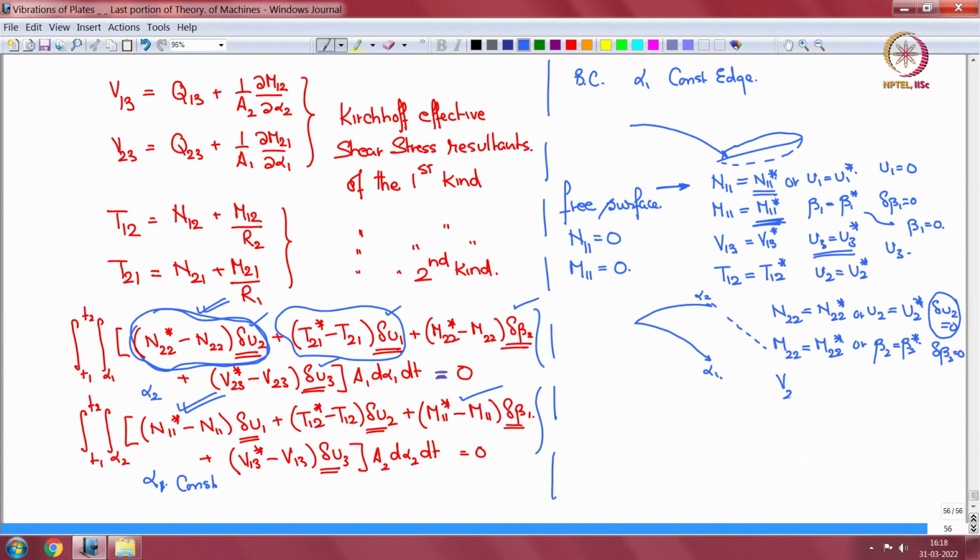Similarly, the first kind shear is equal to what is applied exterior, or U3 is specified. And lastly, T21 is equal to T21 star, or U1 is specified. Okay. So time has run out, so I will end the lecture here and we will continue from here in the next class. Thank you.